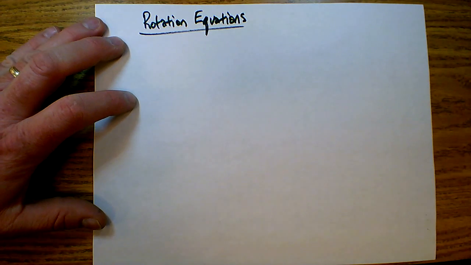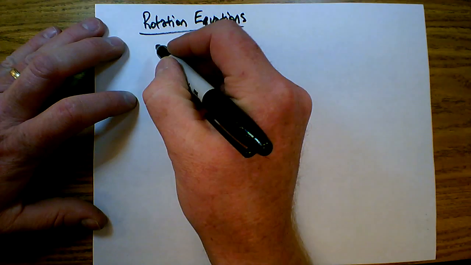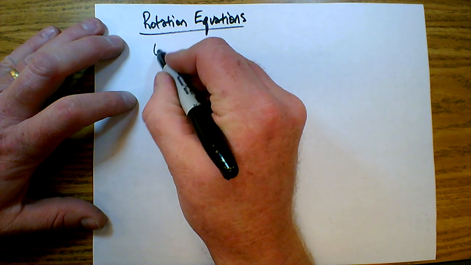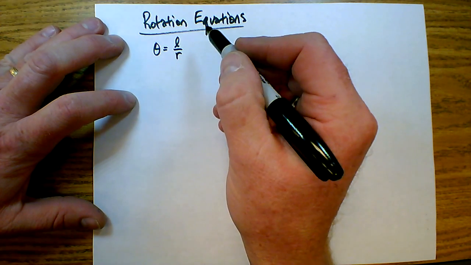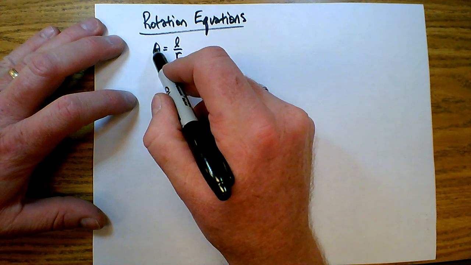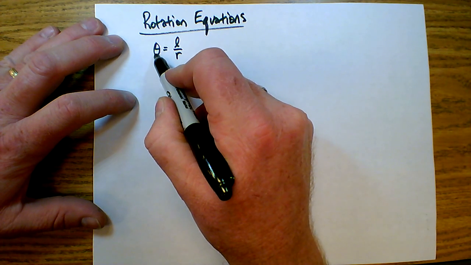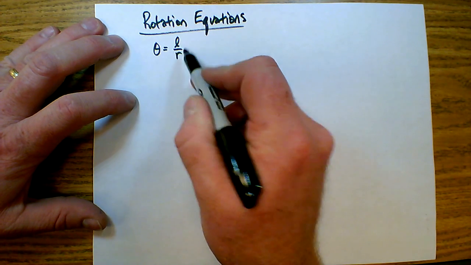Let's talk about rotation equations. The first one we want to talk about is the definition of the radian. Theta is equal to the arc length divided by the radius, and that's theta in radians. So the angular position or angular displacement is equal to the arc length divided by the radius.